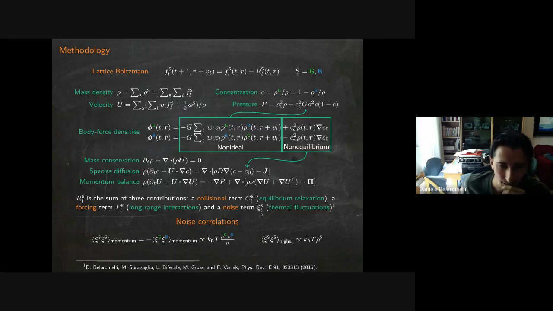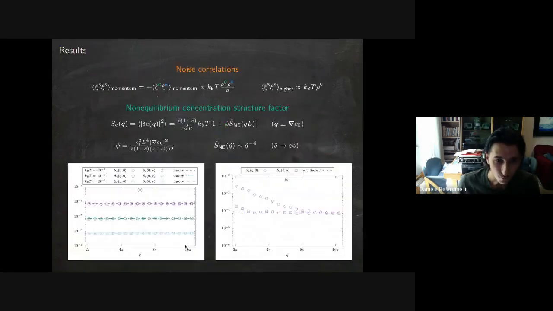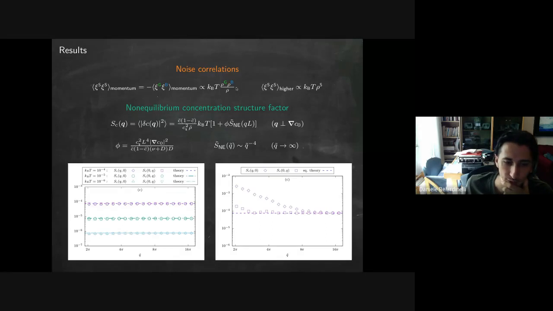The xi_S^L are zero mean Gaussian random variables whose variances can be defined mode by mode. And the only non-vanishing noise correlations are in momentum modes and in modes of higher orders. The derivation of these noise correlations is an interesting application of the fluctuation-dissipation theorem at kinetic level and can be found in this paper here. So before looking at the results of our fluctuating lattice Boltzmann machinery, let me notice that these noise correlations would depend in principle on space through their dependence on the background fields.